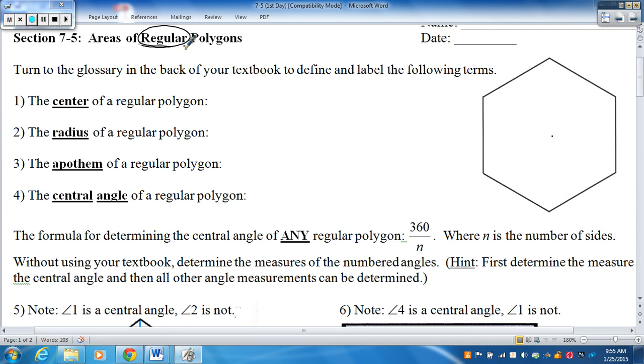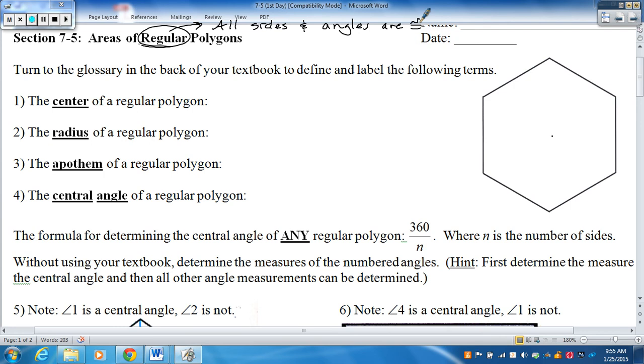So what is a regular polygon? A regular polygon has all sides and angles congruent. All the sides and all the angles have to be the exact same measure.